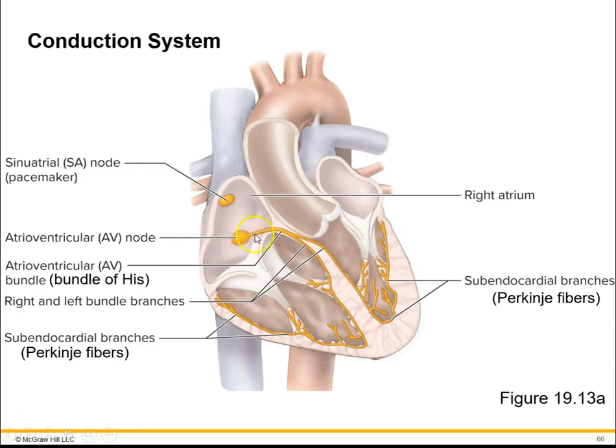From the AV node, it's going to move through the AV bundle, or the bundle of His. It's going to separate into the right branch and the left branch. And then it's going to propagate to the Purkinje fibers. And the Purkinje fibers are kind of down here at the apex of the heart, and then they course more superiorly through the heart. And so the contraction kind of starts at the apex of the ventricles and works upwards. And that's how the ventricles have kind of a wringing motion, like wringing a mop.